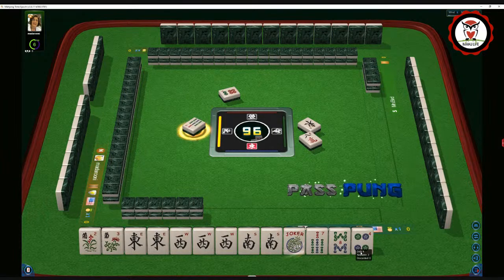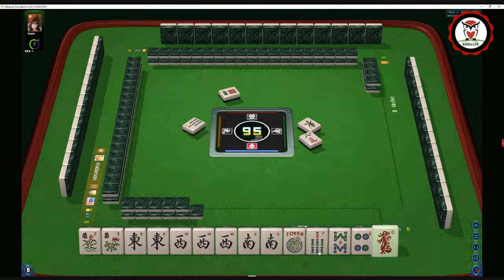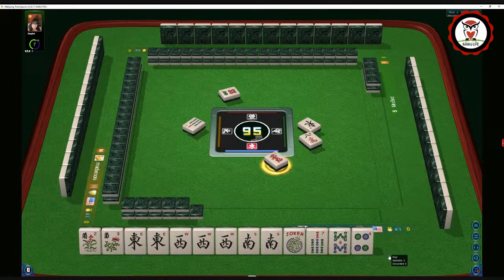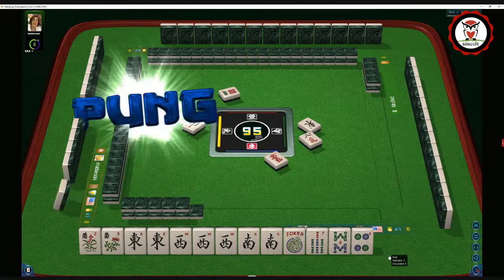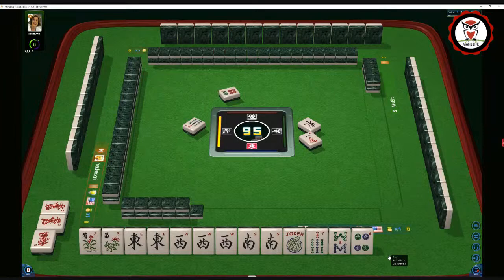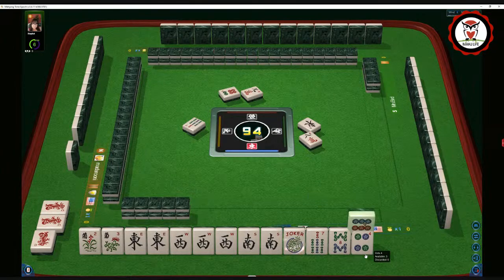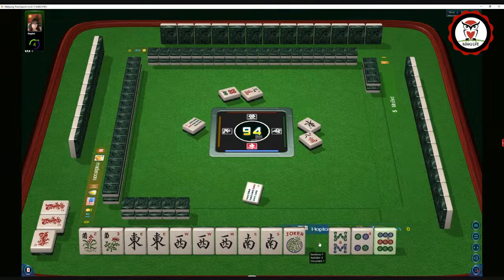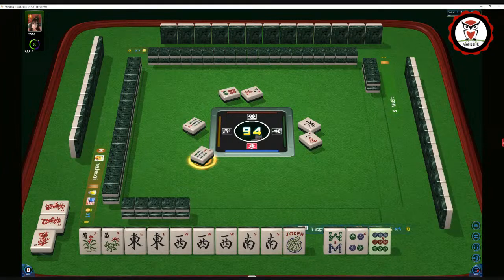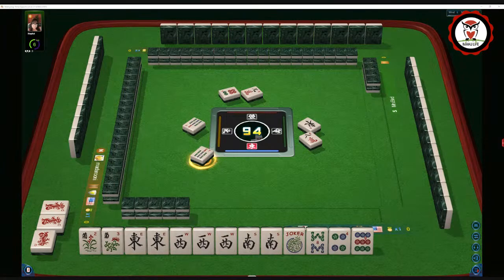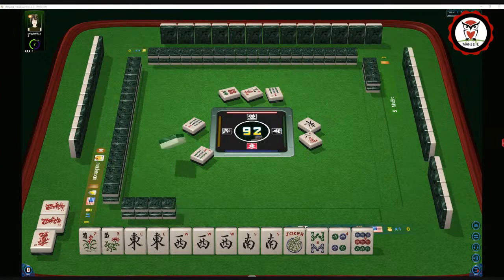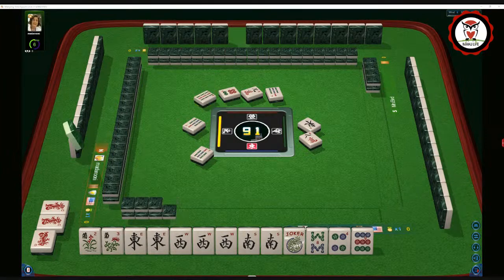7 bamboos. Okay, we're going to pass. Let's let that dragon go. If I'm not using dragons, they go first. Winds too, really, but we're playing winds. Pung. Oh, we get another turn. 9 characters. Okay, the 7 bam is out. 7 bamboos. 7 bamboos. 9 bamboos.